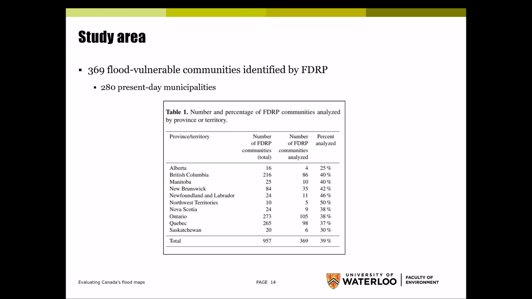What's interesting is that as I was developing the research, I found out that many of those communities had amalgamated and were no longer called those names, because this is the 1970s, and so I had to match them with their present-day municipalities, and it ended up being 280 municipalities across Canada.